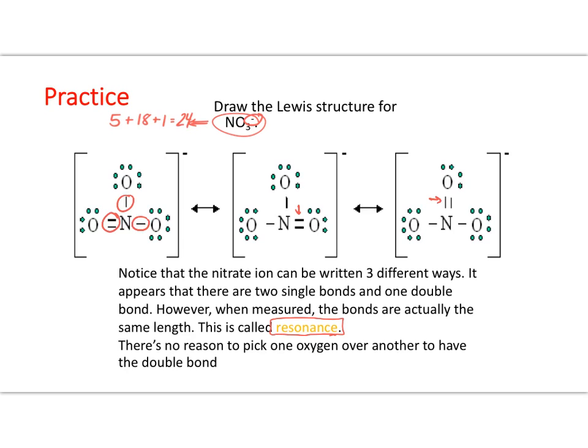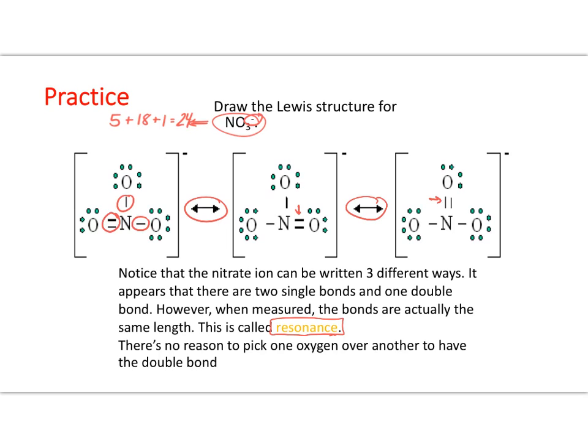There's no reason to pick one of these oxygens over the other to make the double bond. They're all exactly the same. They have the same number of valence electrons. They all can bond to nitrogen in the same way. So the way that you would represent this in a structure is you would draw each of your possible resonance structures, and then you would put a double-headed arrow in between each of the resonance structures. This is not saying that they're going through some sort of equilibrium or there's a change. It just means that they can all exist.